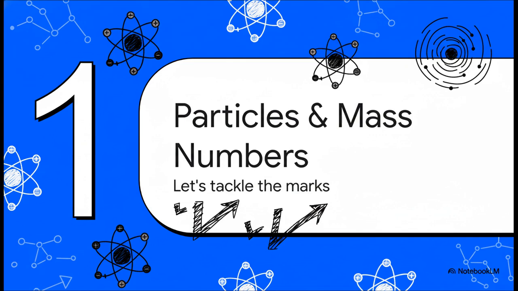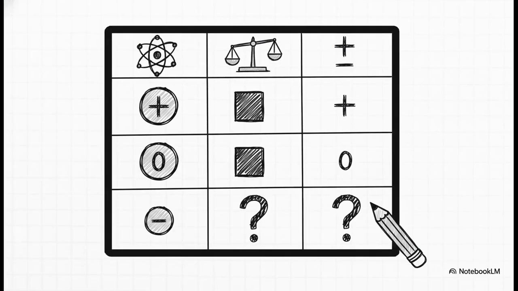First up, we're going after the fundamentals, the particles inside the atom. These are the quick, easy marks you want to bank right at the start of the question. So, the question starts off with a simple table that has a few gaps. Your job is to fill in the blanks, completing the properties for two of the subatomic particles. They've given you a few clues, so let's use them to figure out the rest.